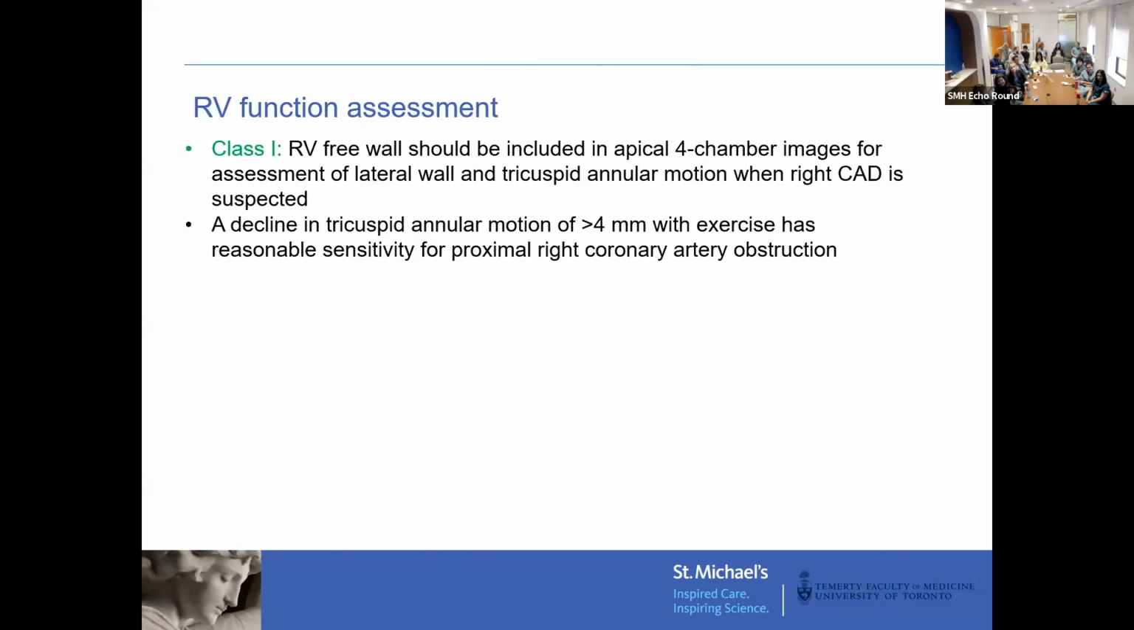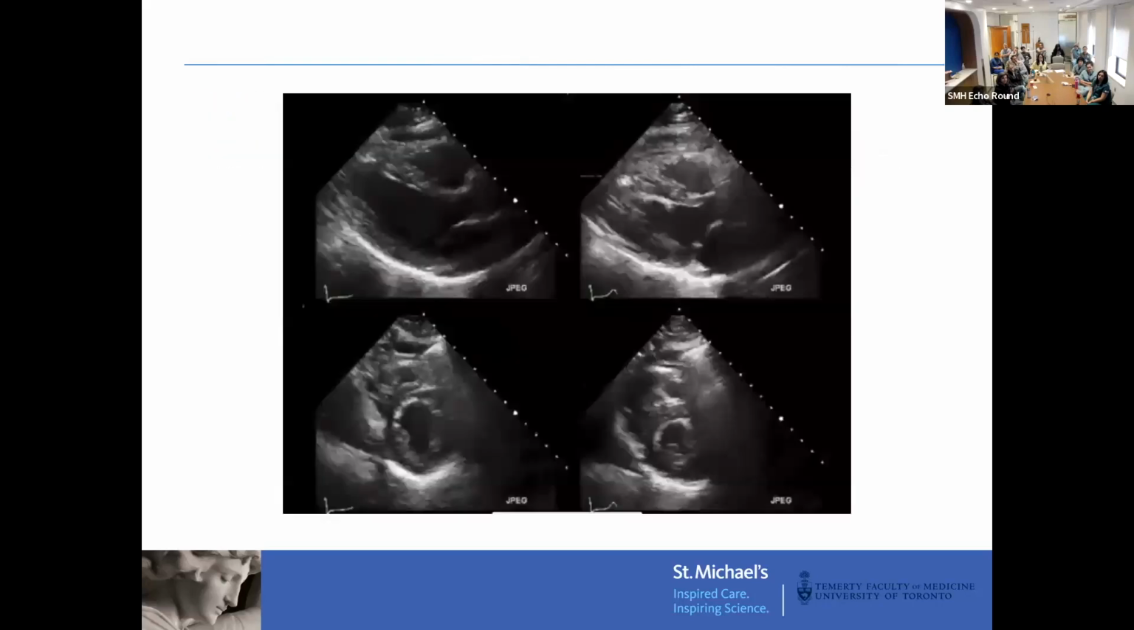Okay, quick note on RV function assessment. So the RV free wall should be included in an apical 4-chamber assessment. As I said, if you look at the RV wall and you notice that there's a decrease in the RV function with stress, that could identify patients with RCA disease. The other helpful feature is to look at the tricuspid annular motion of over 4 millimeters with exercise. And if that change is present, then again, it could suggest proximal RCA disease.